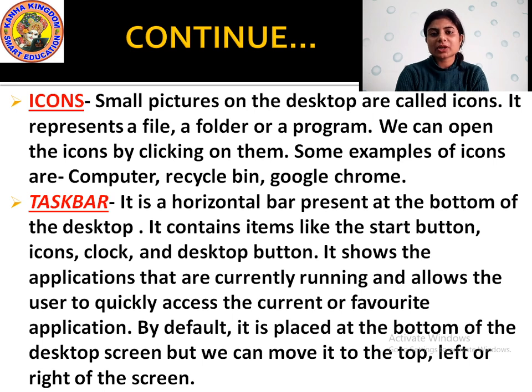Icons means the small pictures, the pictures of the applications, folders, files that we see in the desktop. I will read it out. Small pictures on the desktop are called icons. As I told you, small pictures that we see on the desktop are called icons. They represent a file, a folder, or a program, an application that is kept in the computer. It is all shown in the desktop. We can open the icons by clicking on them. Some examples of icons are computer, recycle bin, Google Chrome.